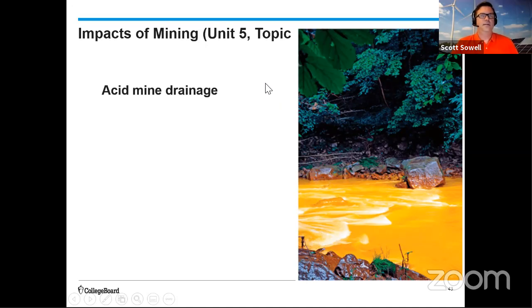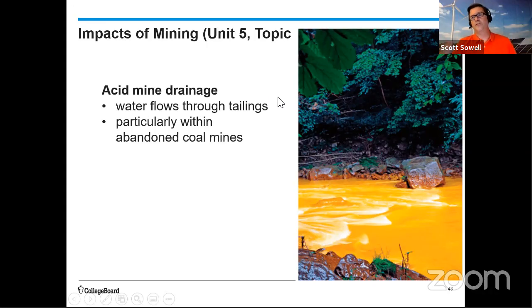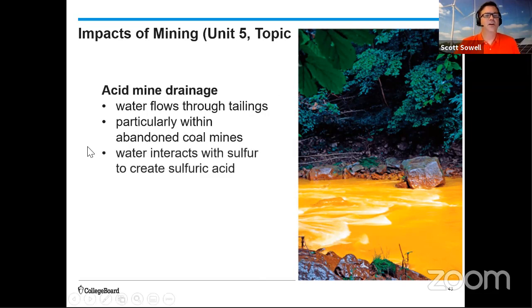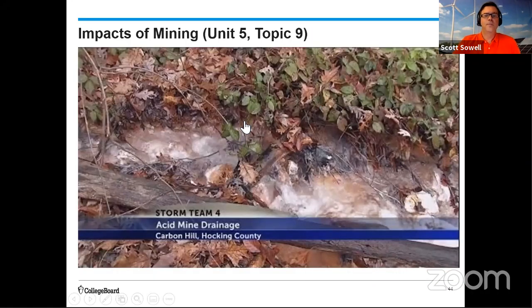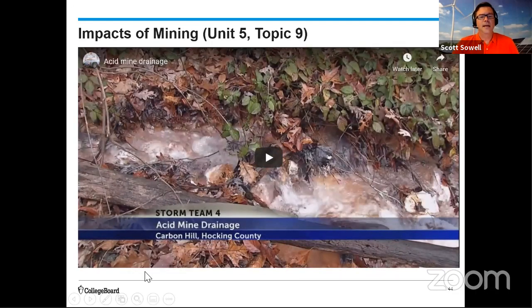And another unique aspect of pollution that comes from mines, especially abandoned coal mines, is called acid mine drainage. This is when water flows over those tailings or flows over some of the coal in old mines. It can actually pick up some of that sulfur in the rocks and create sulfuric acid. Well, that's bad enough by itself, but then that acidic water can leach out heavy metals. So now you have bodies of water that are not only acidic, but have heavy metals in them. This is a news clip from a news station in Ohio that looks at some of these abandoned coal mines and the effects of this acid mine drainage.